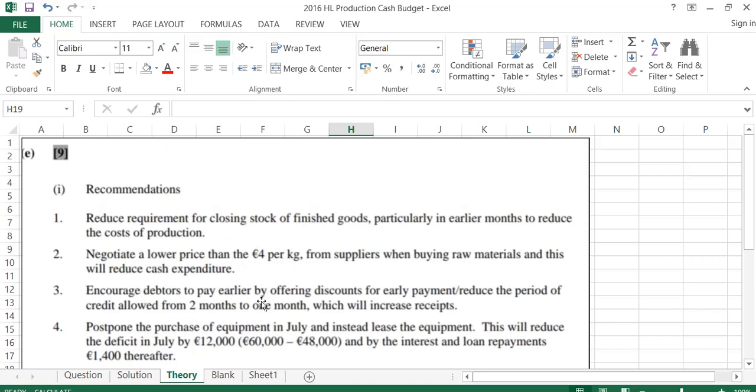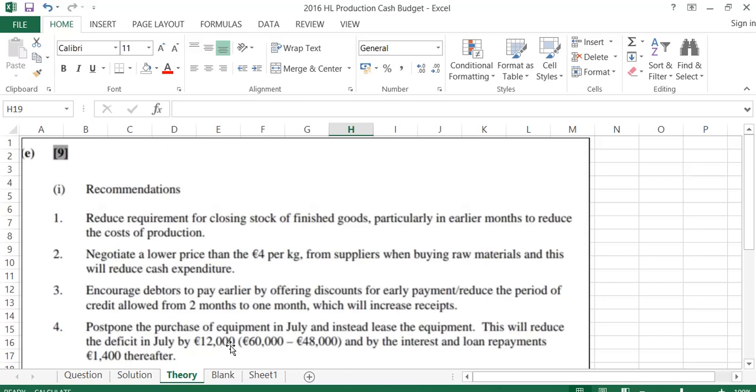They may encourage debtors to pay earlier by offering discounts for early payment, or reduce the period of credit allowed from 2 months to 1 month, which will increase receipts. So if they pay by cash, they might offer them a 2% discount or something, and instead of giving them credit for 1 month and 2 months, maybe just 1 month credit.